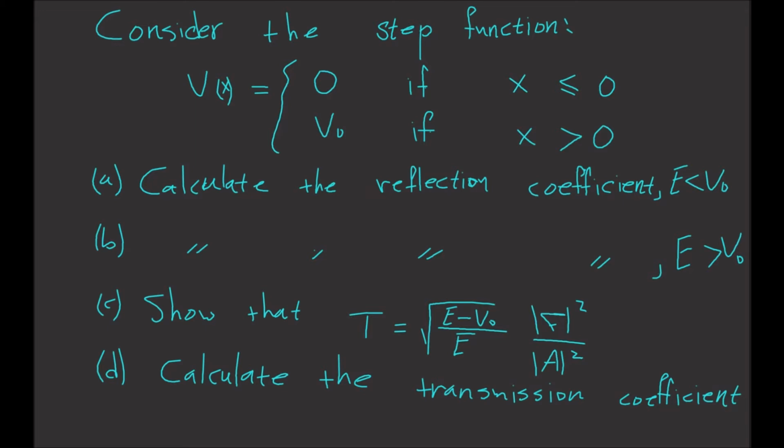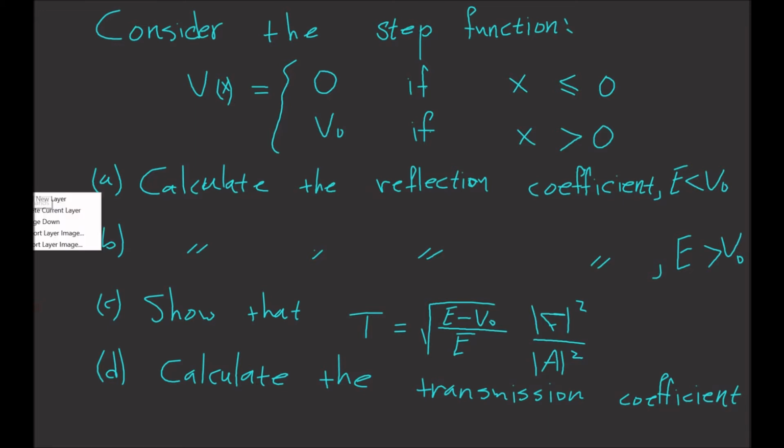And for this step function, the potential does not go to 0 to the right. Here you see it stays to the right of 0, it stays V naught, it does not go back to 0. We need to show that the transmission coefficient T is not simply the amplitude of F divided by the amplitude of A. It also has this constant in front of it. So we need to show that, and then finally we have to calculate the transmission coefficient.